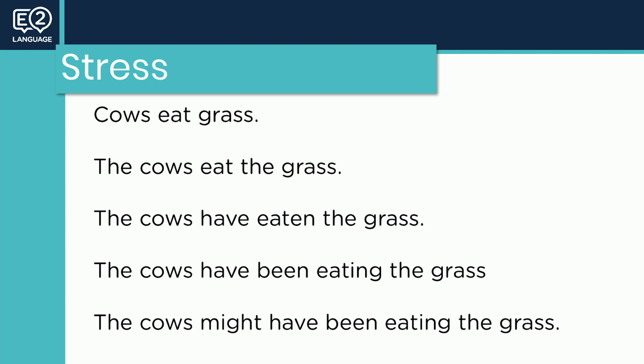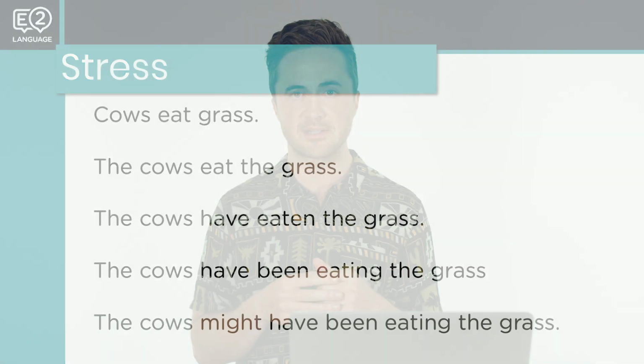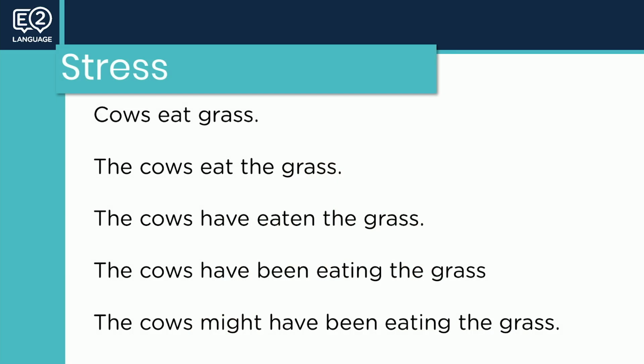The cows have been eating the grass. Have been eating. The cows have been eating the grass. Whoa, that's very quick. And finally, the cows might have been eating the grass. Cows eat grass. The cows might have been eating the grass.